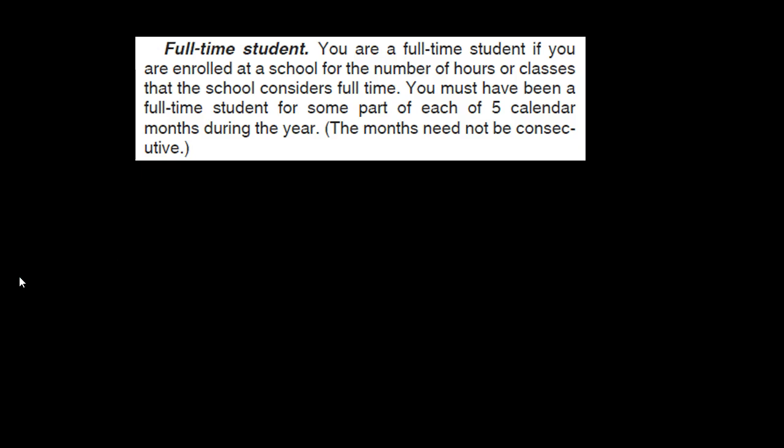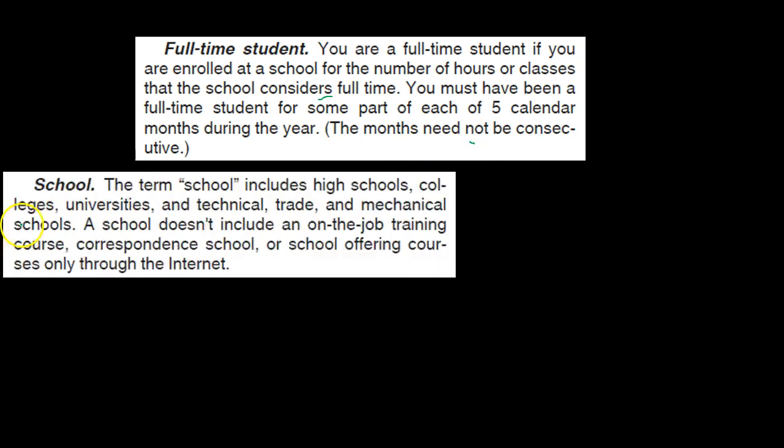Full-time student. So what is a full-time student? Now, of course, we've introduced that. You are a full-time student if you are enrolled at a school for the number of hours or classes that the school considers full-time. So you basically have to ask the school, how many credits is full-time? I need to make sure I'm full-time for this period of time. You must have been a full-time student for some part of each of 5 calendar months during the year. The months need not be consecutive, meaning they don't have to be in order.